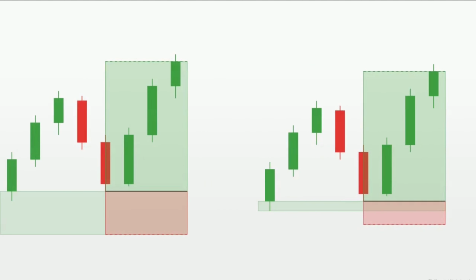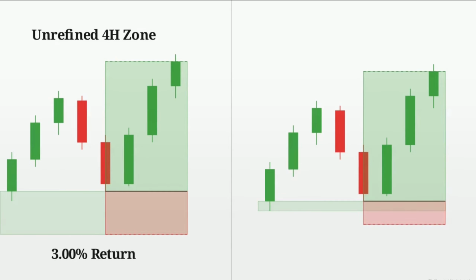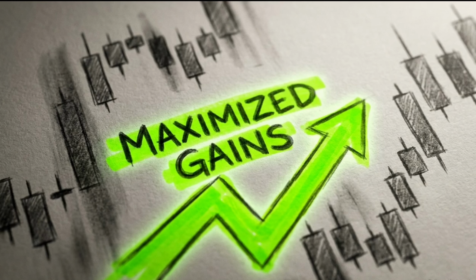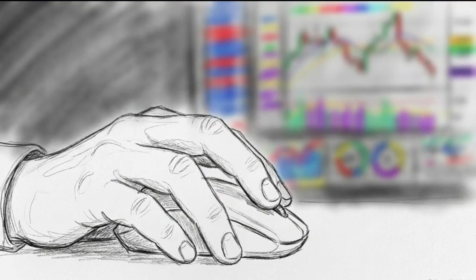Look at this side-by-side comparison. On the left, the original unrefined 4-hour zone yields a standard 3% return. On the right, our refined extreme zone captures a 5.58% return on the exact same price movement. You generated nearly double the profit potential without relying on the market to move a single pip higher. All it took was a few calculated clicks to refine your entry point.